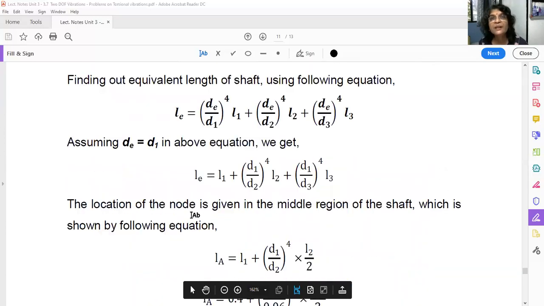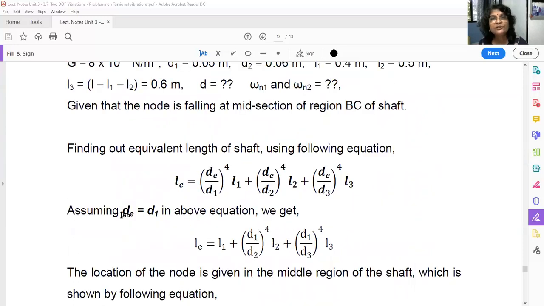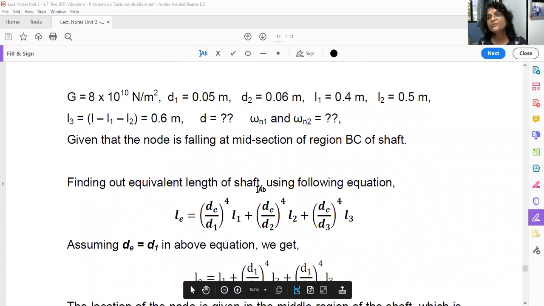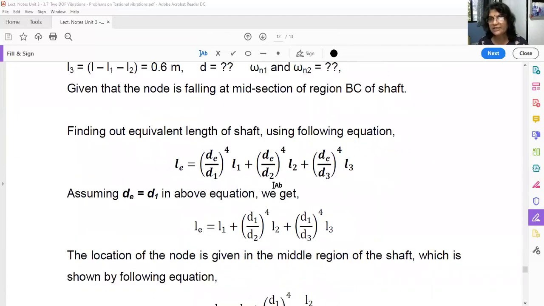Let us find out the solution now. So what is given now? Again following the same procedure, we find the equivalent length of the shaft using the following equation. Now we are familiar with this equation. LE is equal to L1 plus L2 times DE upon D2 raised to 4, plus L3 times DE upon D3 raised to 4, like this.